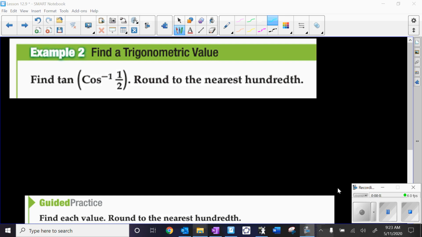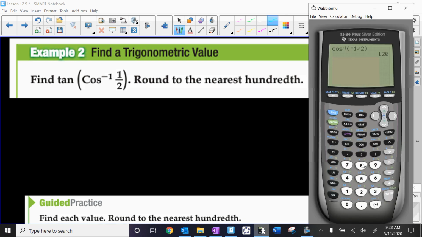Example 2 just wants to make sure that you can plug this in correctly. So it wants you to find tangent of the inverse cosine of a half. So really you should just be able to take your calculator and plug it in just as you see it. So tangent, and then the inverse cosine of 1/2 would come out to 1.73 as your answer.